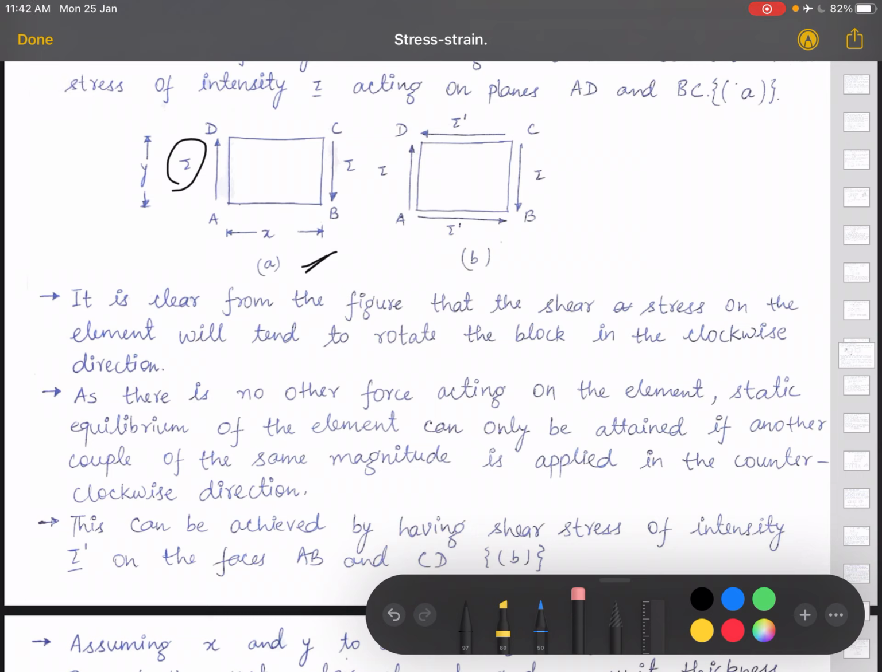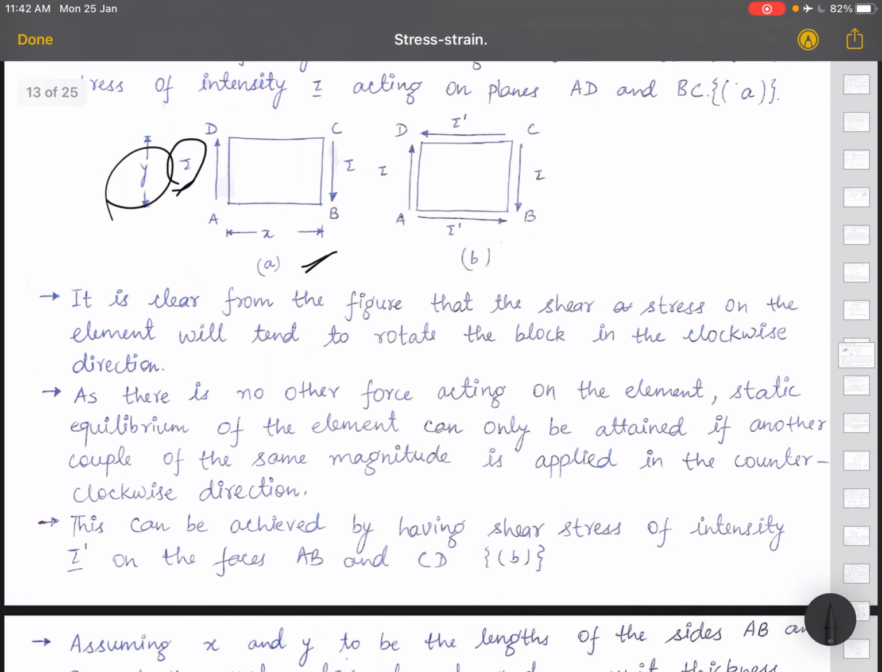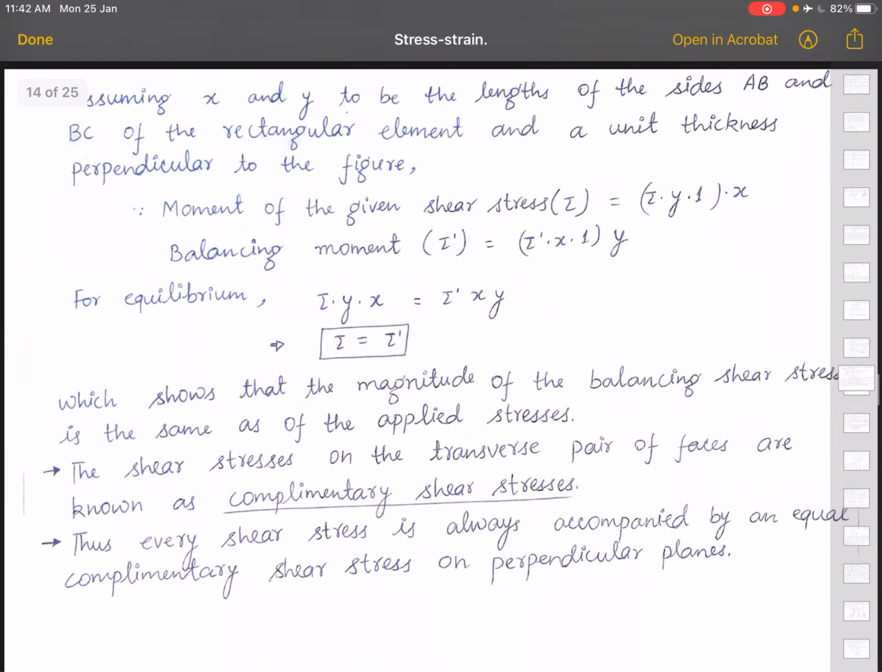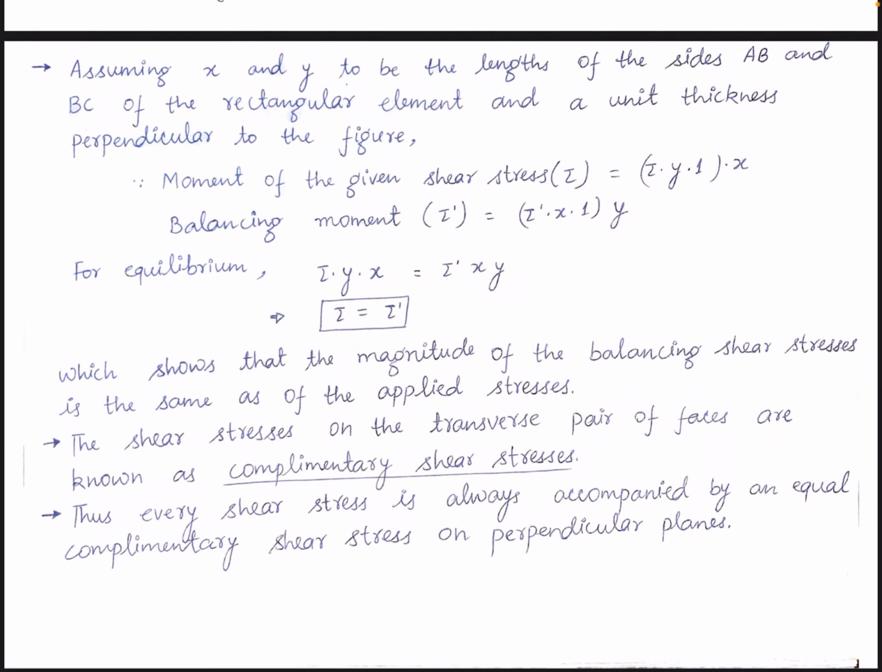The force will be tau into x into y, and here tau dash into y. But for equilibrium, these two must be equal. So tau into y into x equals tau dash into x into y. This implies tau dash is equal to tau, which shows that the magnitude of the balancing shear stress is the same as that of the applied stress. The shear stresses on the transverse pair of faces are known as complementary shear stresses. Thus, every shear stress is always accompanied by an equal complementary shear stress on a perpendicular plane.